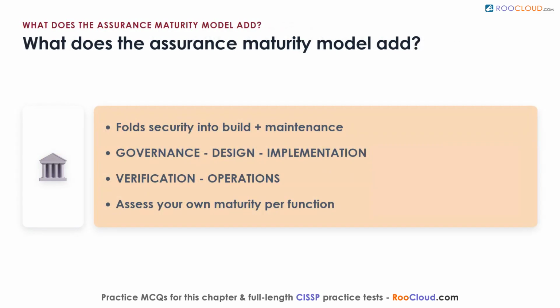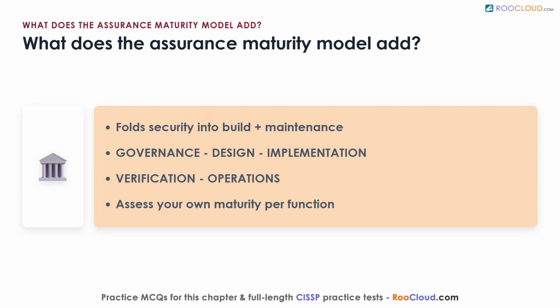What does the software assurance maturity model add? This open source model exists specifically to fold security into the development and maintenance process, and it lets an organization assess its own maturity. It divides the work into 5 business functions. Governance covers how you manage the process, including strategy, metrics, policy, compliance, and education. Design covers defining requirements and shaping the software, including threat modeling and security architecture.